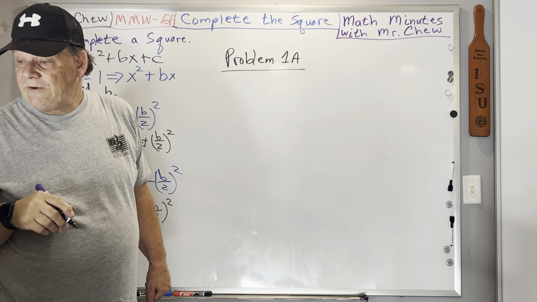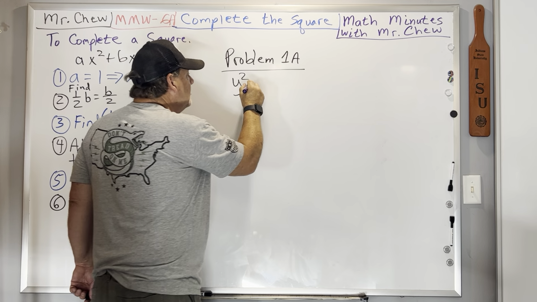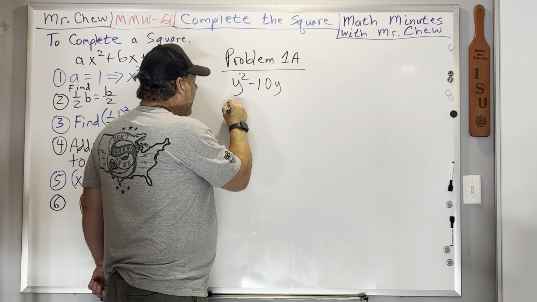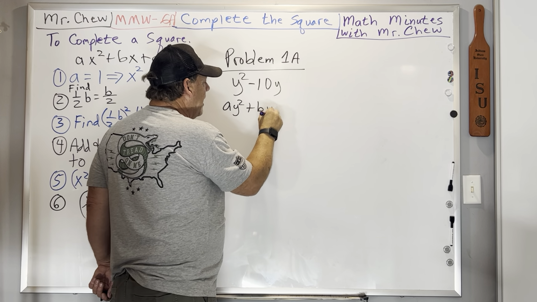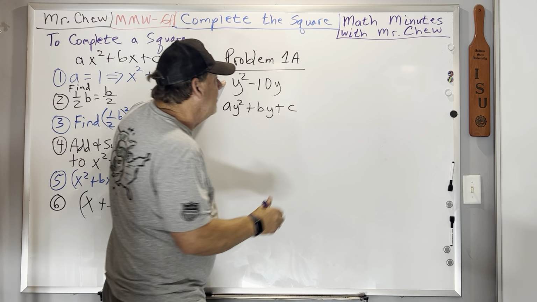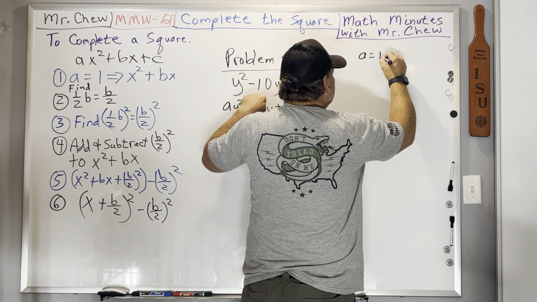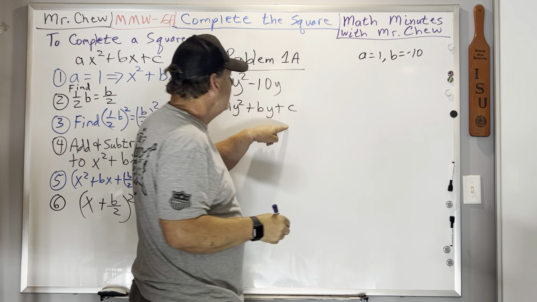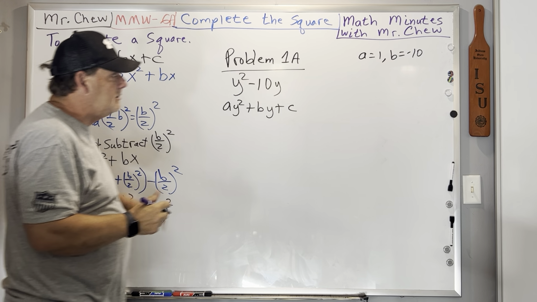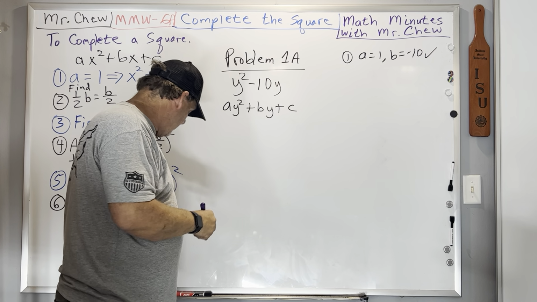So problem 1A, which was a challenge problem from my introductory video, is asking you to find what the perfect square would be if my quadratic is y squared minus 10y. Well, in this case, remember, we have y squared plus by plus c. That is my standard form. So what does a equal? Well, there's a 1 here, so a equals 1. My b is -10. In this case, c is 0. So when I think about all my steps, since a is 1, step 1 has been satisfied. We're good.